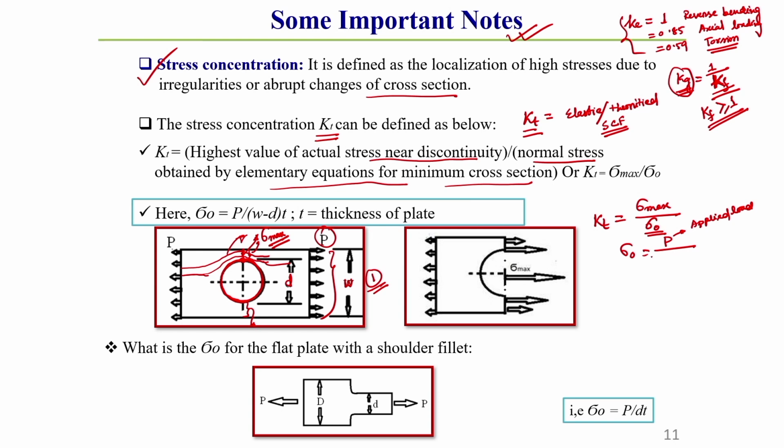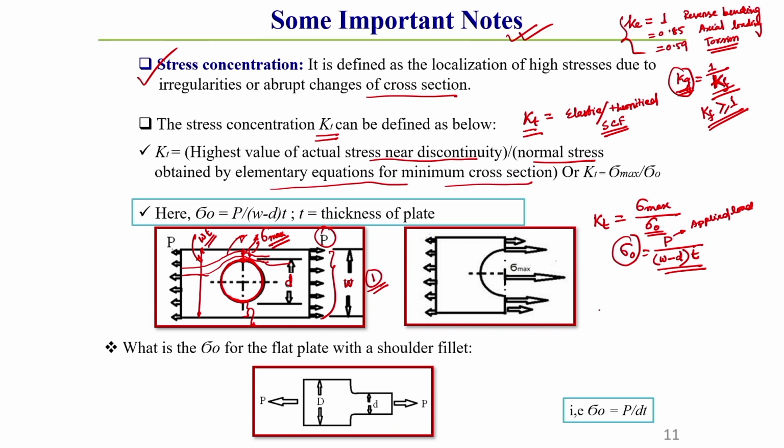The cross-sectional area, if the thickness of the plate is T, is W into T, but here the minimum cross-sectional area will be W minus the diameter which we removed, into the thickness of the plate. This you should keep in mind. This is generally called the nominal stress obtained by the minimum cross-sectional area. So, applied load divided by minimum cross section.